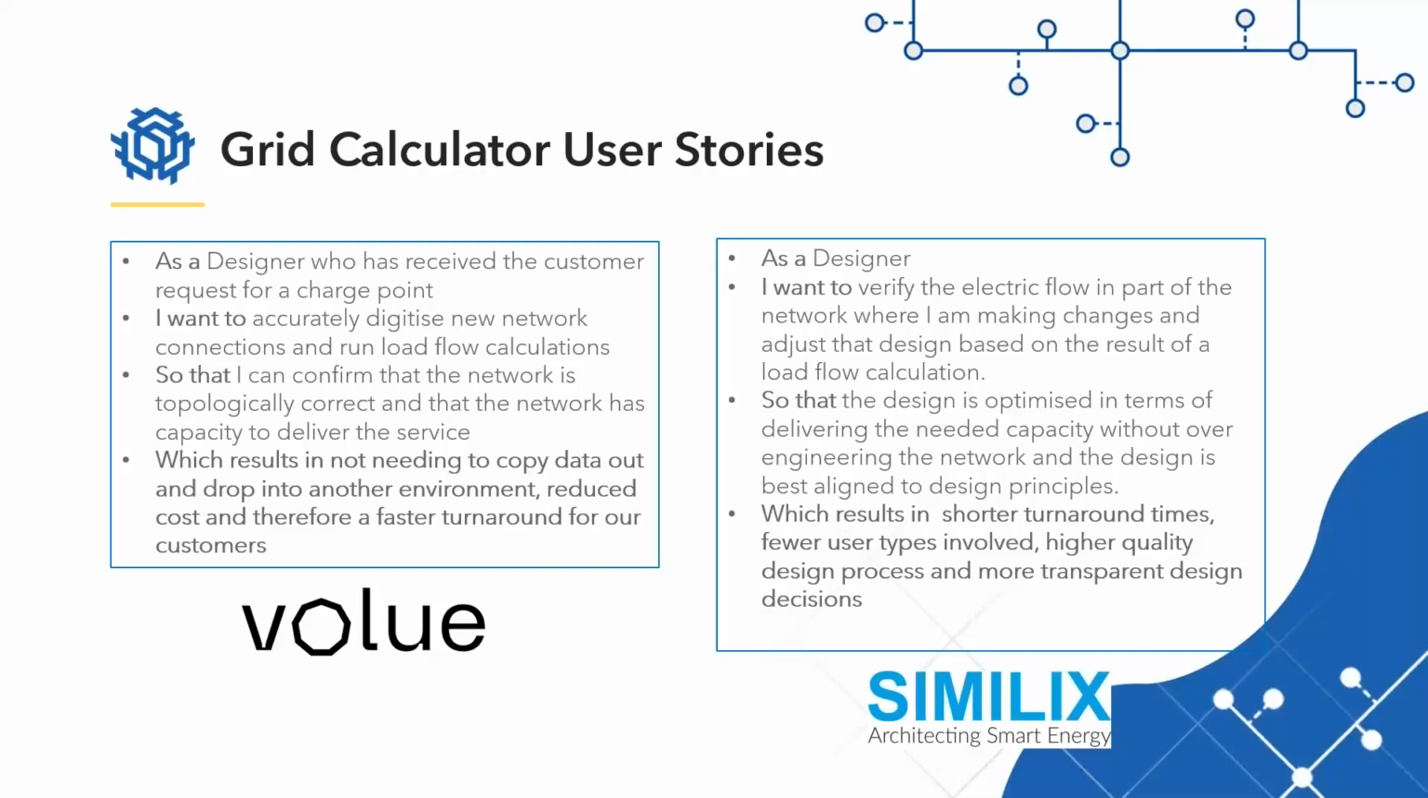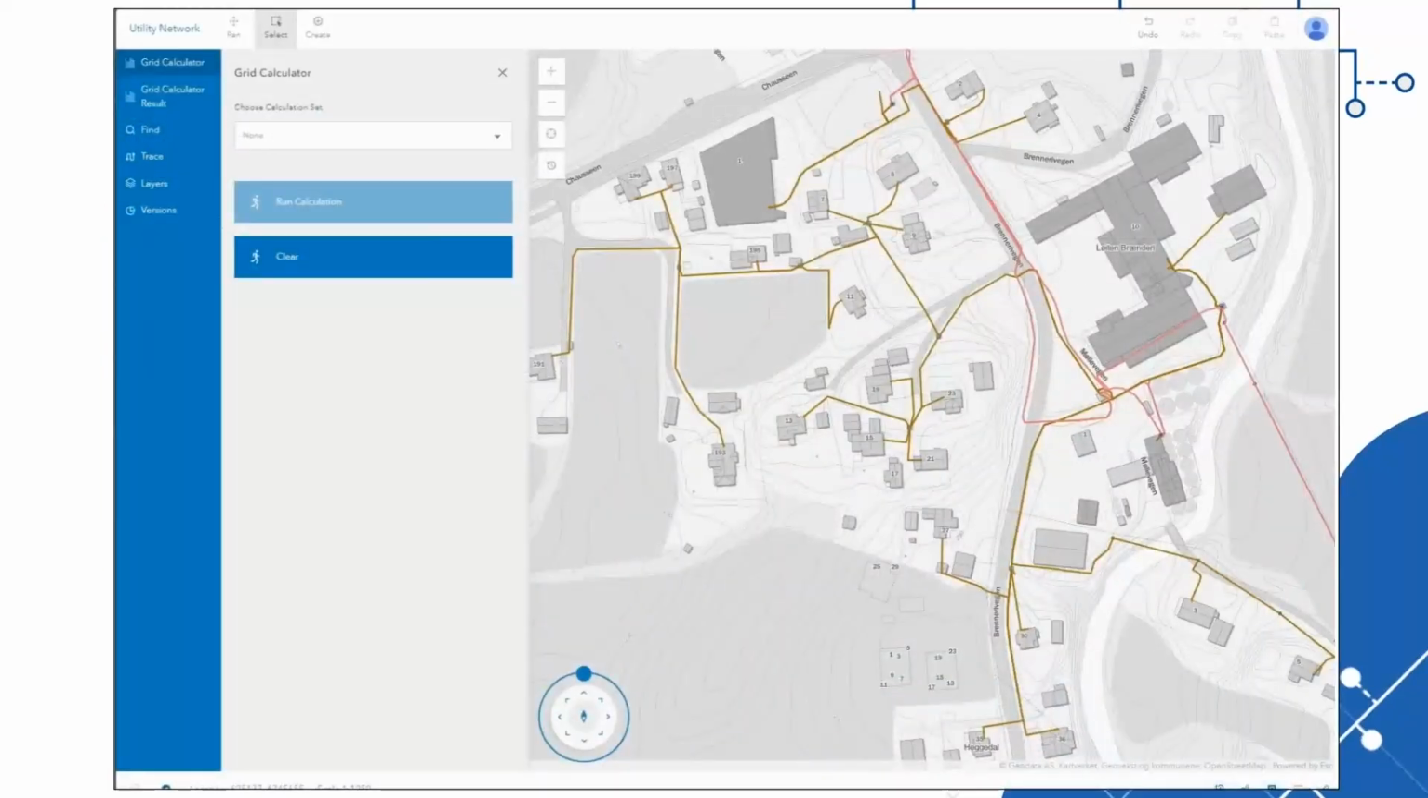So I'm going to show both of these tools in action. I'm going to start off with Volue. So in this scenario, we're exploring a designer who's had a customer request to install an electric vehicle charger at their property, and they need to run a load flow and current calculation. We'll focus on the customer right in the middle. I don't know how clear that is, but it's number 13 anyway.